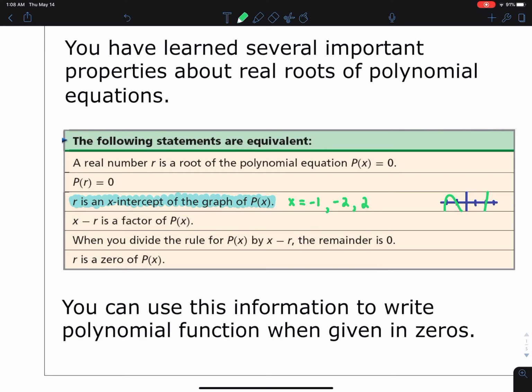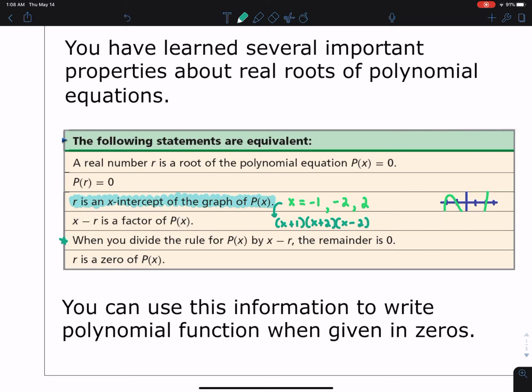Roots and factors have opposite signs. So if we're using this as our roots, then our factors would be x plus 1, x plus 2, and x minus 2. Again, it's always opposite signs from the roots. This goes back to 4-4. So when you divide the polynomial by x minus r, then the remainder is 0. So that's when we say whether it's a factor or not a factor. And then r is also called a 0 of your polynomial.